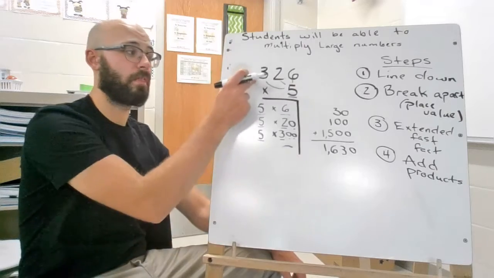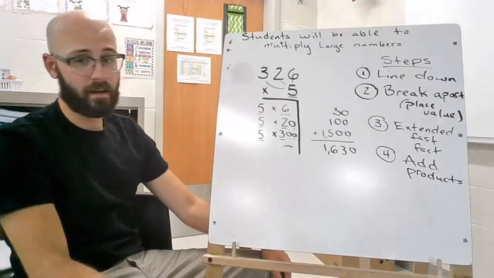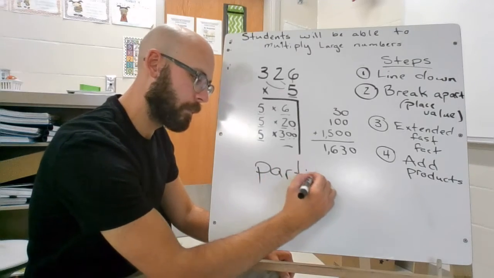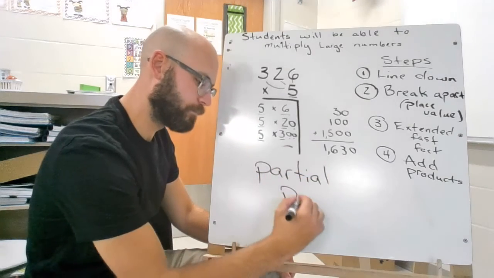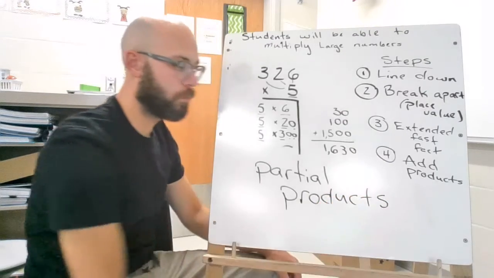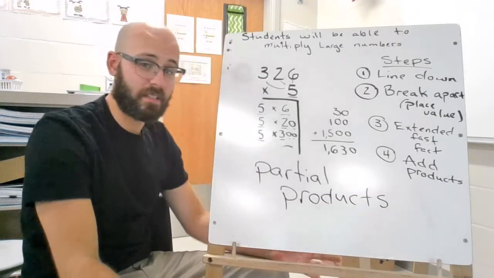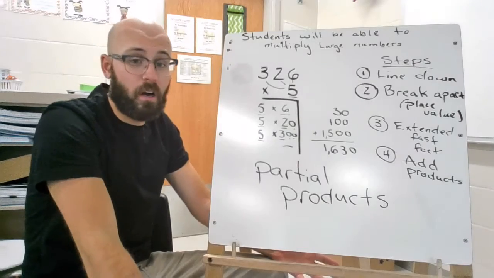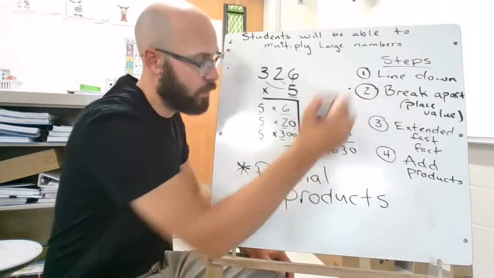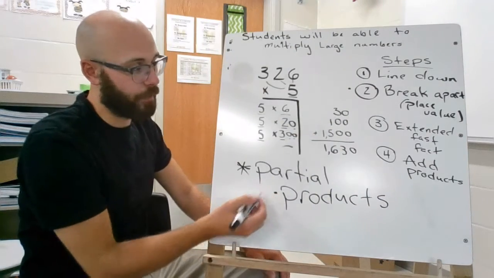1,630 is the answer to 326 times 5. We call this partial products. It's the name of the system to multiply. The reason we call it partial products is because we're cutting it into parts by place value, and we add all the products when we're done.